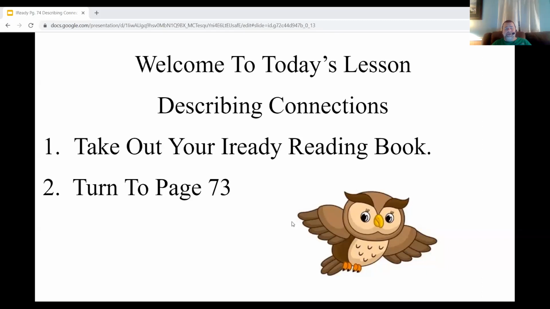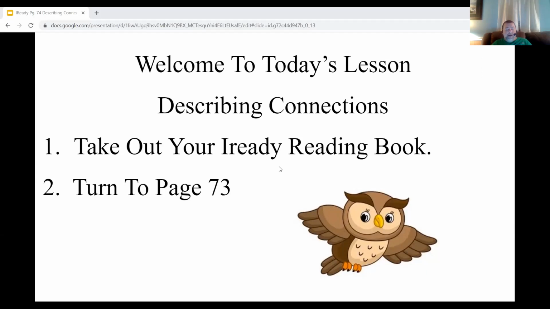While you're turning to page 73, let me say that I hope each of you has had a great week, that you were able to enjoy yourself and do some things that you like to do. Also, I hope that you're ready for a fun-filled week of learning. So let's go ahead and get started.